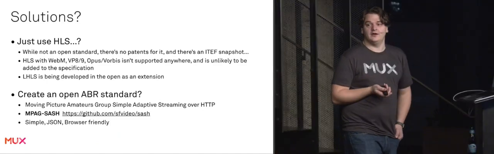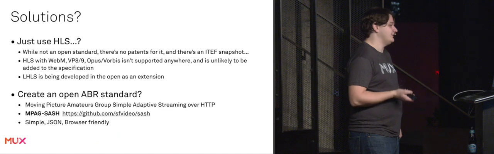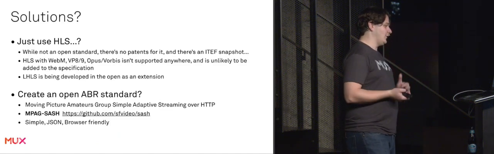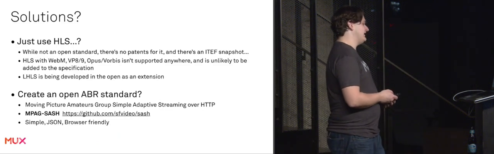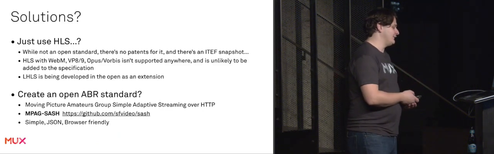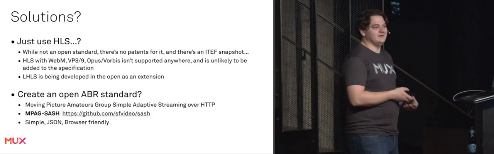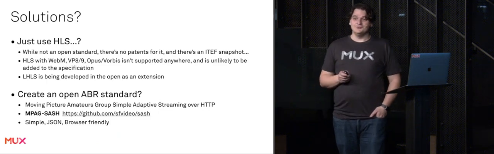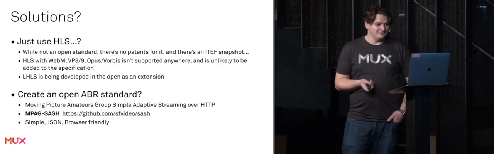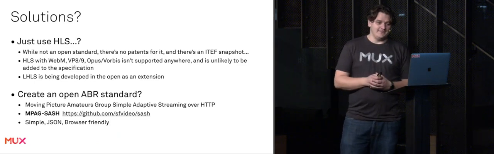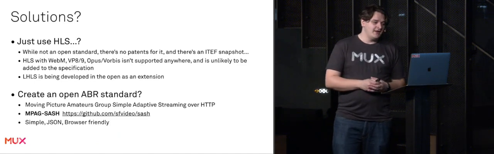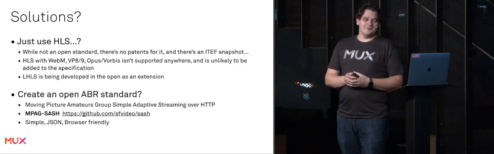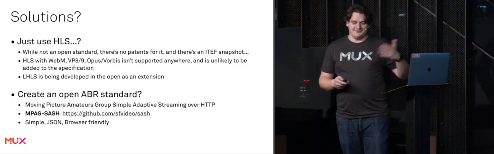LHLS is being developed on top of HLS. It's going to be an extension, right? We don't expect, well, maybe we expect Apple to go back and put that into the spec, but I wouldn't hold my breath on that. Now, I've never seen HLS with WebM, VP8, segmented files in there. Unlikely to be added to the specification, but it could totally be done. Or we create a new open ABR standard. So, the Moving Pictures Amateurs Group, Simple Adaptive Streaming over HTTP, MPAG SASH for short. Now, the idea was to be simple, JSON, browser friendly, and so on.